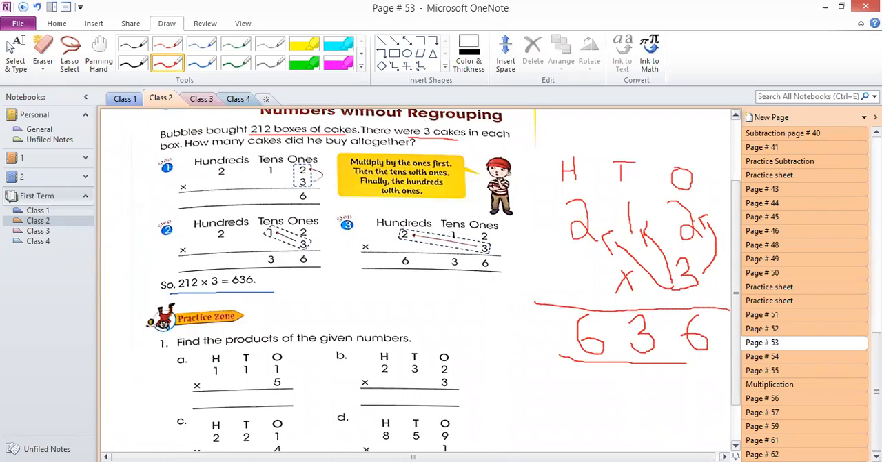So what you will do, guys, you will multiply by the ones first. 3 by 2, 6 ones, you will write the answer in the ones column. Then you multiply this 3 by tens. 3 by 1 equals to 3 tens. You will write the answer in the tens column. And finally, you will multiply this 3 by hundreds. 3 by 2 equals to 6, and you will write it in the hundreds column. In that way, the answer is 636. Is it clear, guys? Yes, sir.